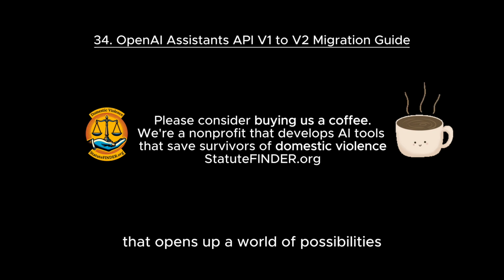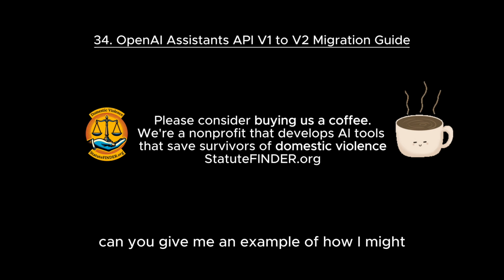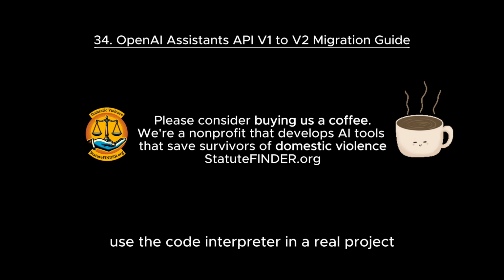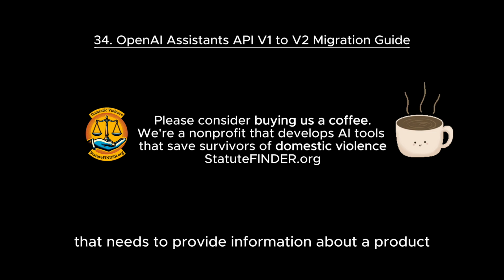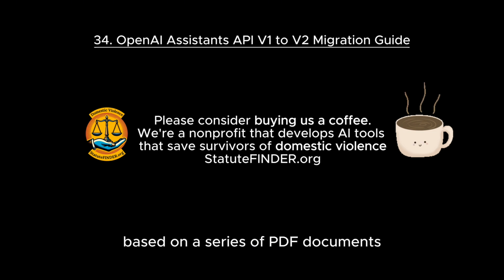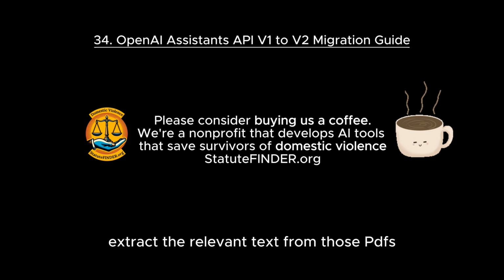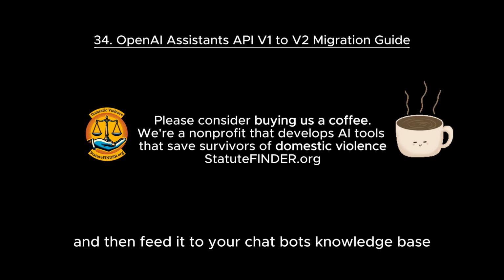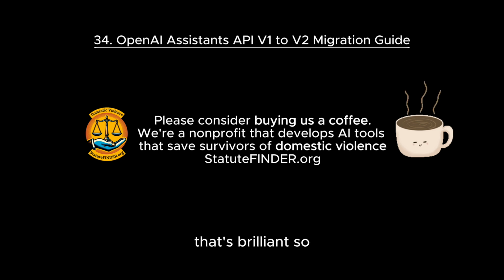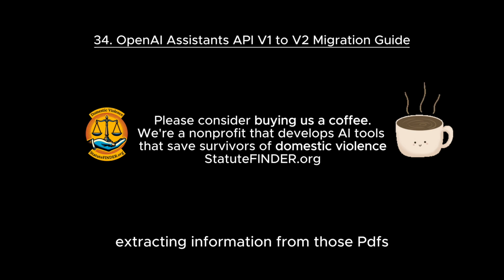Wow, that opens up a world of possibilities. Can you give me an example of how I might use the code interpreter in a real project? Let's say you're building a chatbot that needs to provide information about a product based on a series of PDF documents. You could use the code interpreter to extract the relevant text from those PDFs, process the data, and then feed it to your chatbot's knowledge base. That's brilliant. So instead of manually extracting information from those PDFs, I can just write a Python script using the code interpreter to do it for me. Exactly. It automates the entire process and saves you a ton of time and effort.